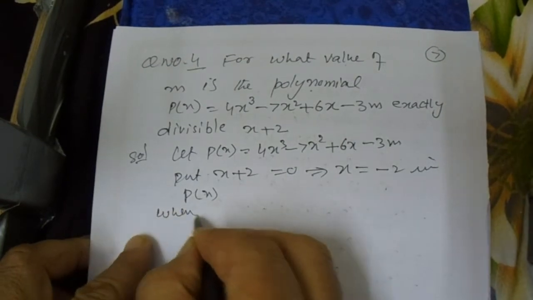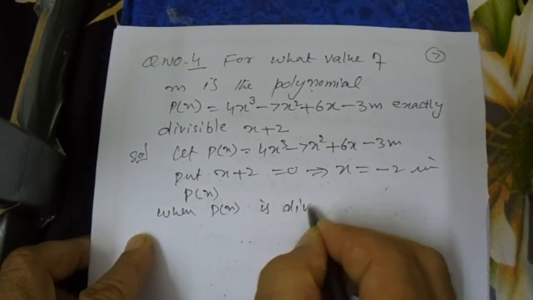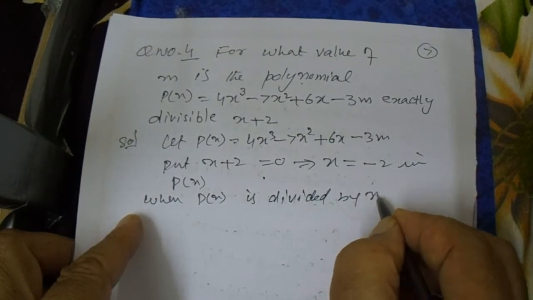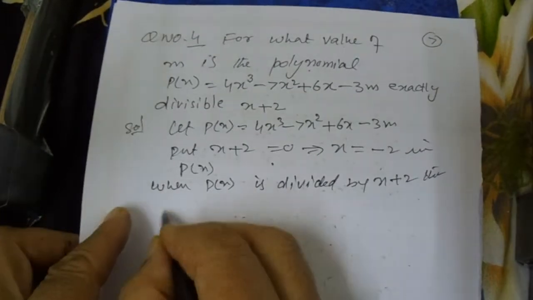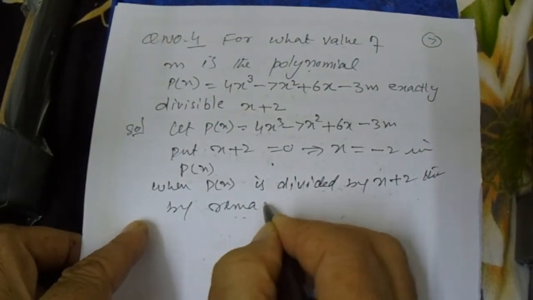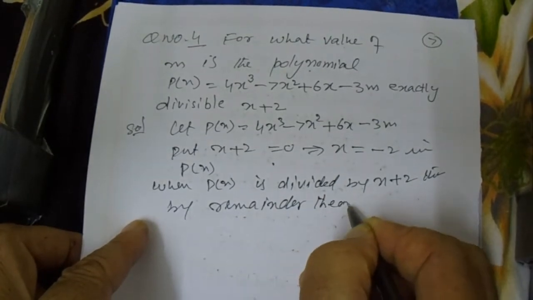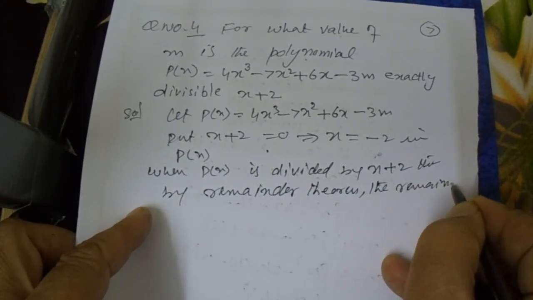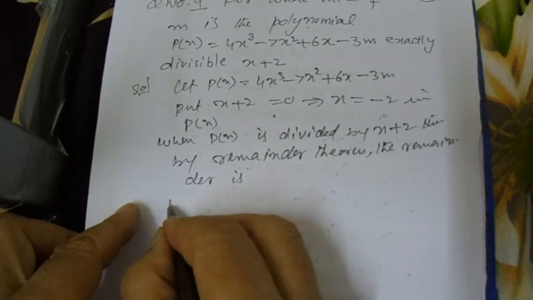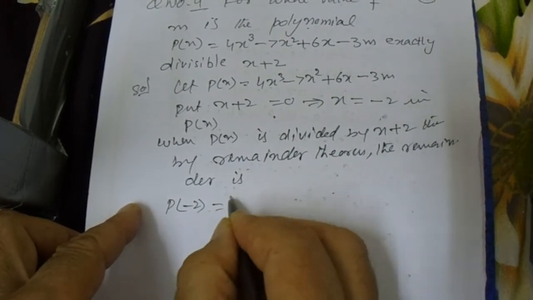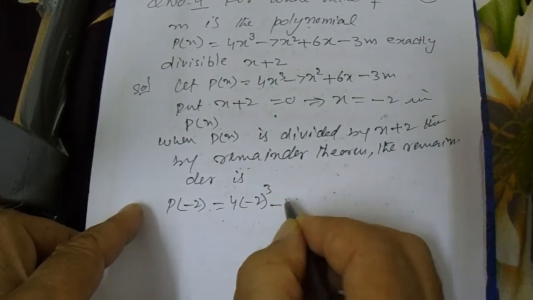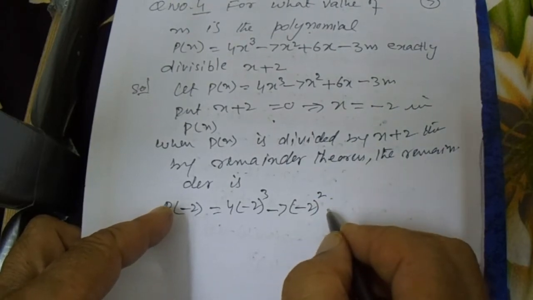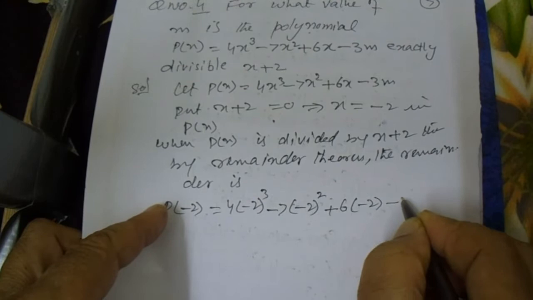When P(x) is exactly divided by x + 2, then by the remainder theorem, the remainder is P(−2) = 4(−2)³ − 7(−2)² + 6(−2) − 3m.